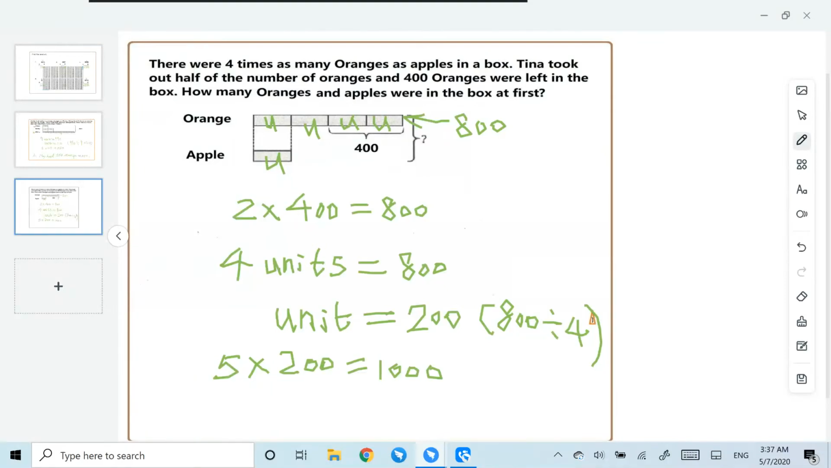So really, this is the answer of this mark. This question mark equals 1000.